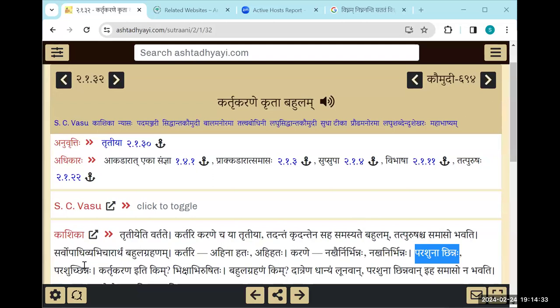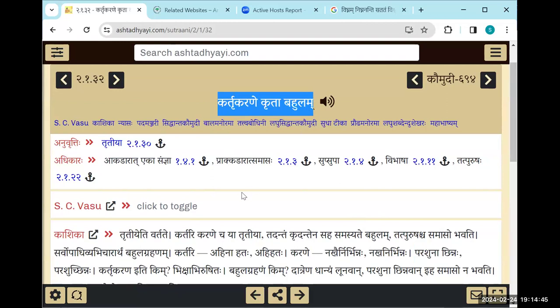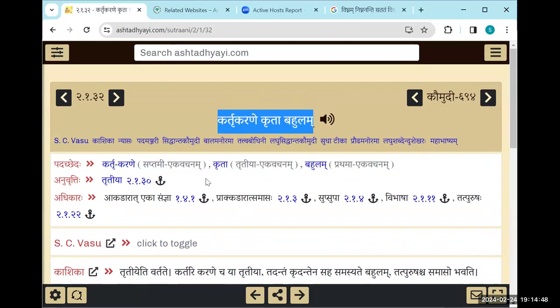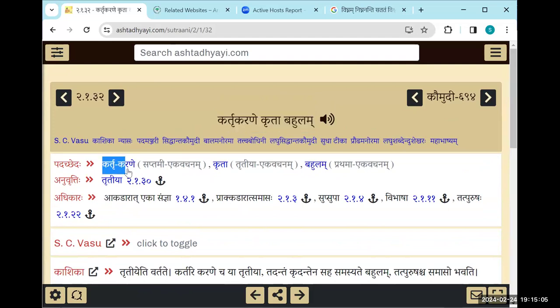All right. Then, now you say, why do you say Kartrakarane Krita Bahulam? Why do we say Kartrakarane Krita Bahulam? See, Kartrakarane is Saptami Vachan, Ekavachan. Karta, Kartru, Kartrucha, Karanancha, Kartrakarane. Kartrakaranam or Kartrakaranau. Then Saptami will become Kartrakarane. What kind of compound is this? Kartacha, Karanancha. What kind of compound is this? Dvandva. Yes, it is Dvandva.